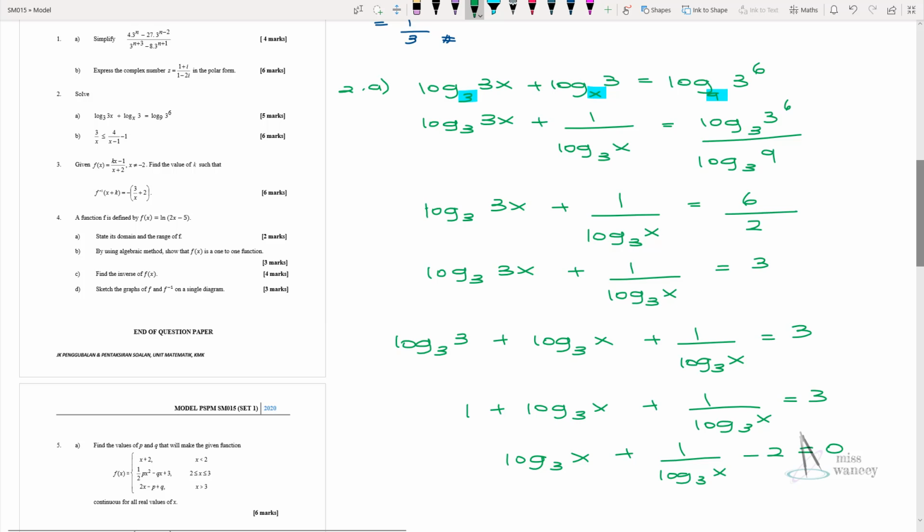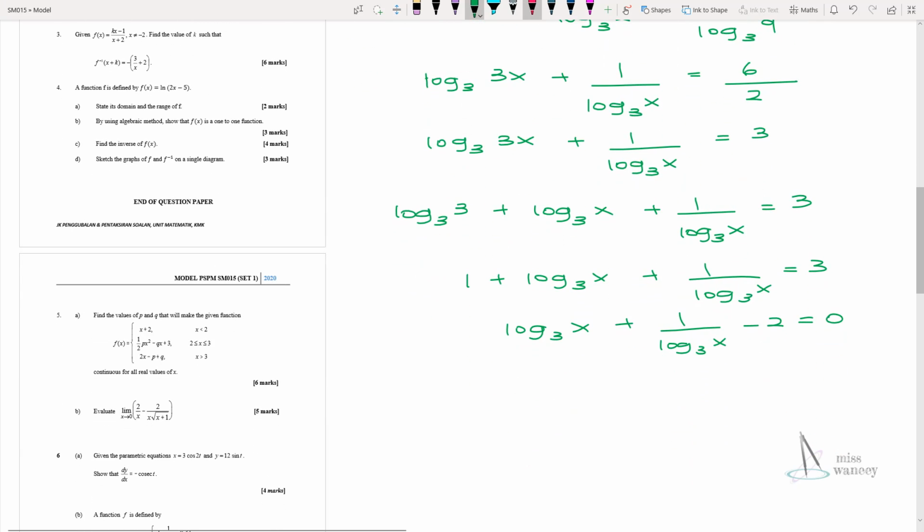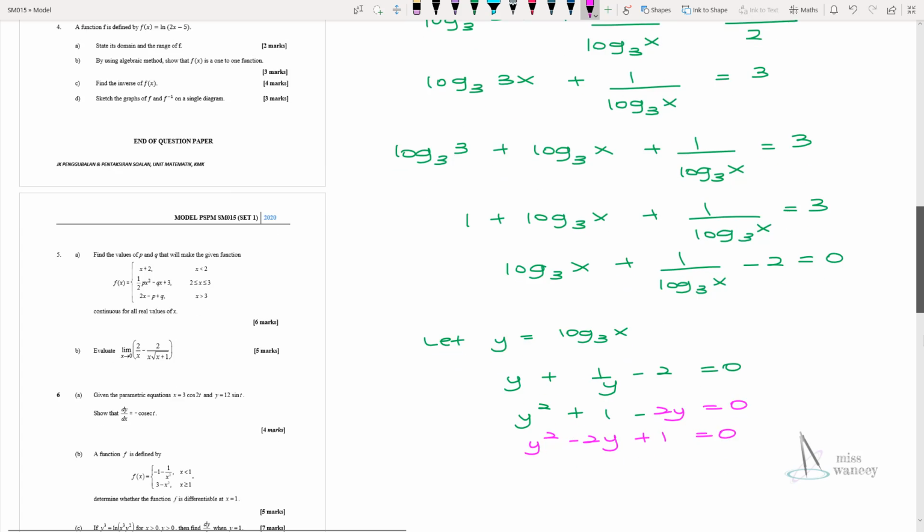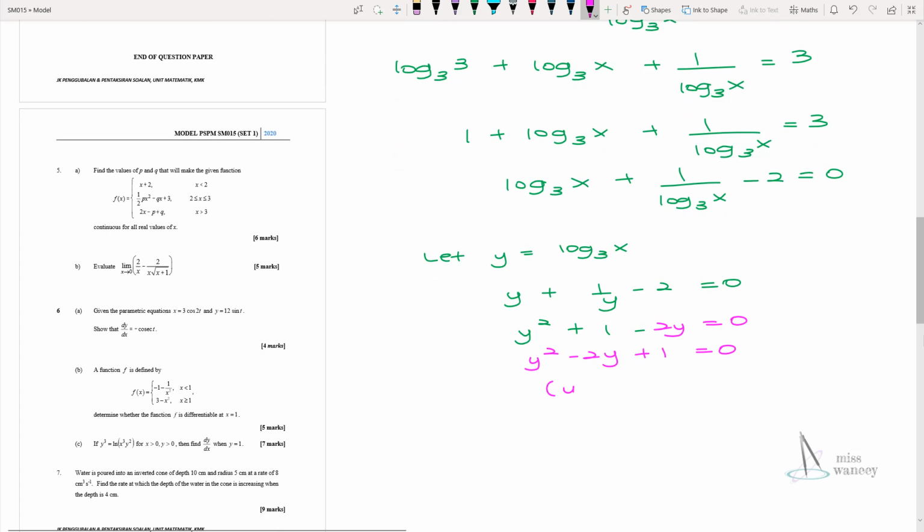So now I'm gonna use some substitution to solve this. So I'm gonna let y equal to log 3x. So I have y plus 1 over y minus 2 equal to 0. So y square plus 1 minus 2y, this is equal to 0. So y square minus 2y plus 1 equal to 0. Therefore, y minus 1 square is equal to 0.